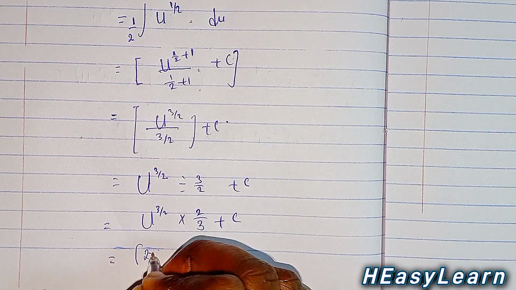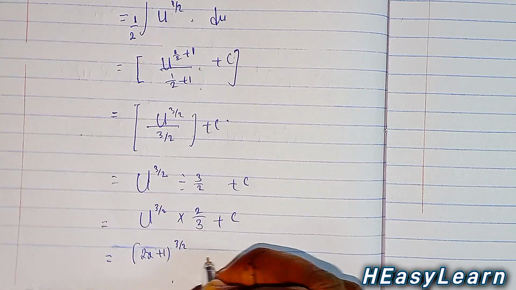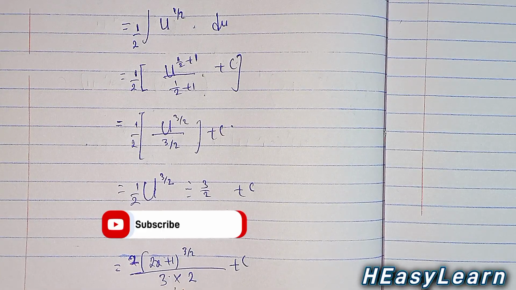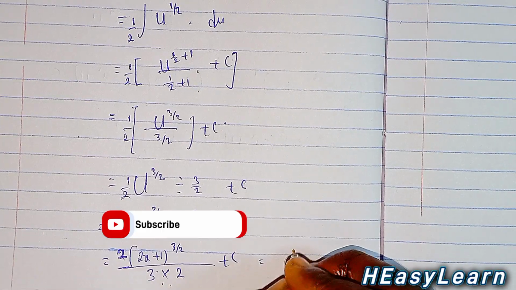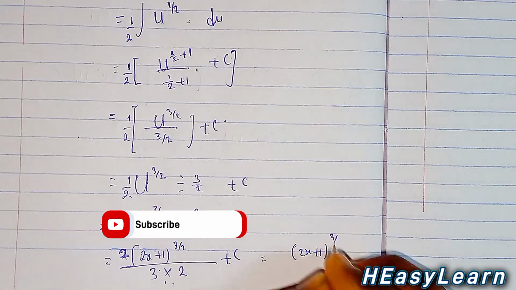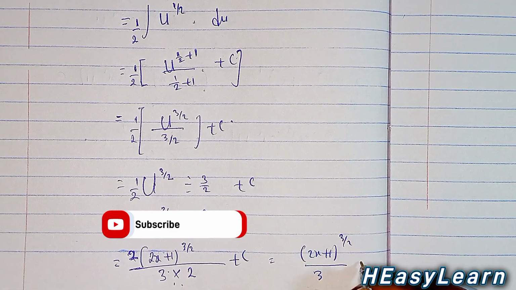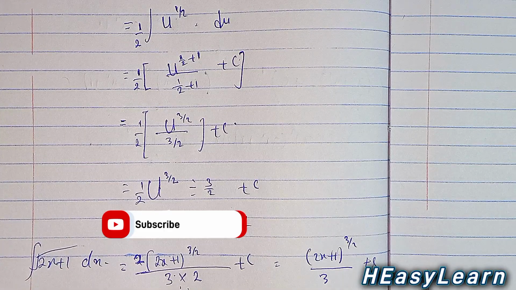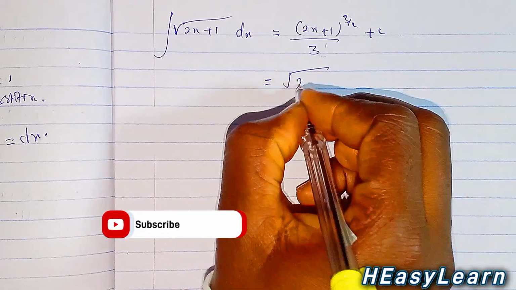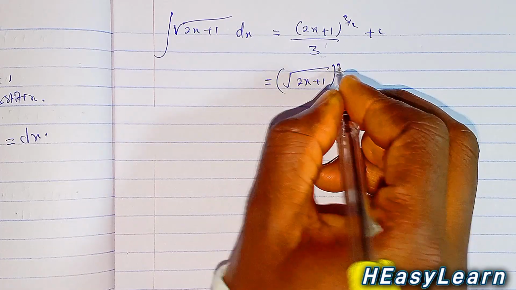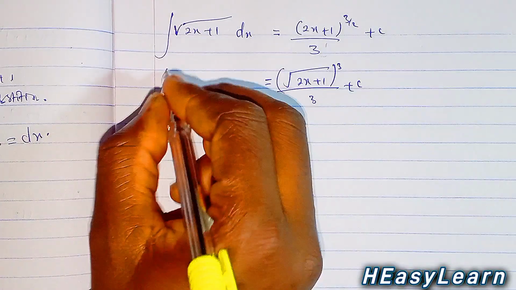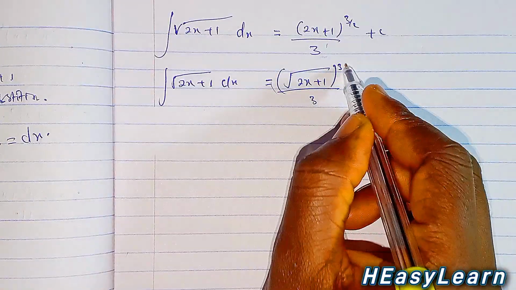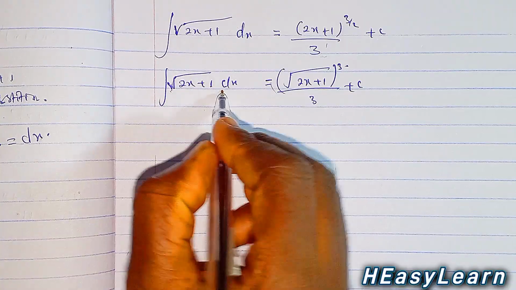From above, what is u? 2x plus 1 to the power of 3 over 2. So from here, the 2 will go away with the 2, and we have 2x plus 1 to the power of 3 over 2 divided by 3 as the integral of the square root of 2x plus 1 dx. You can rewrite this as the square root of 2x plus 1, to the power of 3, divided by 3 plus c. If you differentiate this function, it will give this function.